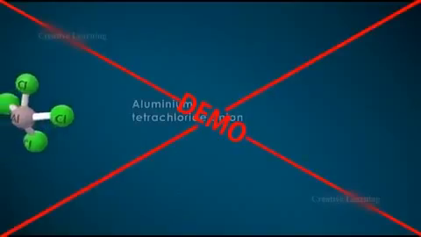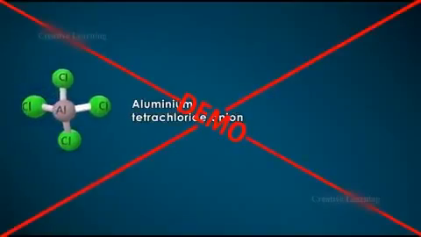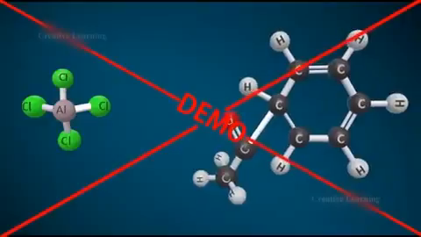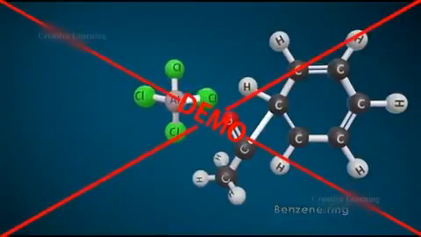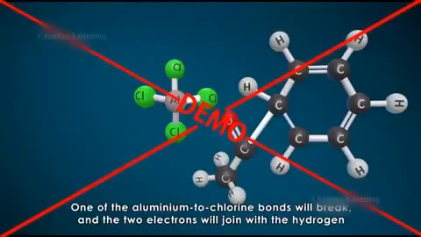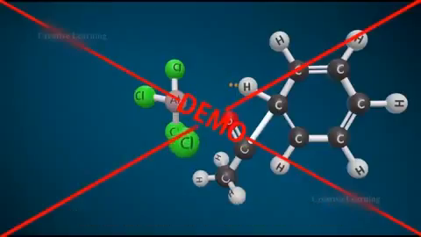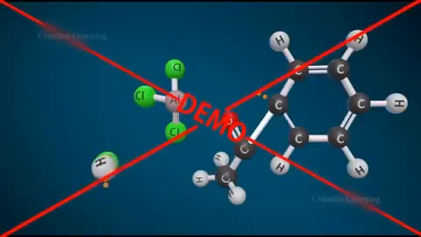Now let's return to our aluminium tetrachloride anion. As the anion approaches the benzene ring, one of the aluminium to chlorine bonds will break, and the 2 electrons will join with the hydrogen. This will result in the hydrogen breaking away and joining the separated chlorine to form hydrogen chloride.